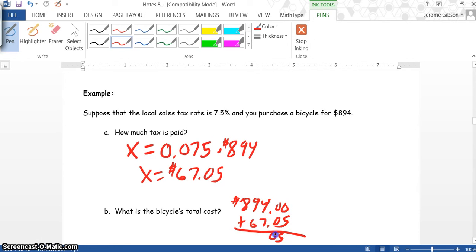So this will give us our nickel. 7 and 4 is 11. Carry a 1. So that's 15 plus 1. 9 and 6 is 15 plus 1 is 16. Carry a 1. 1 plus 8 is 9. So your final answer would be $961.05.